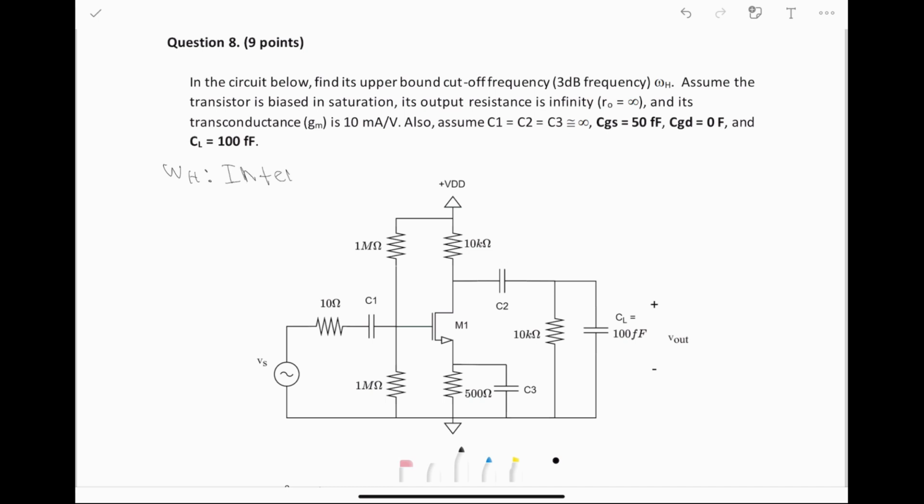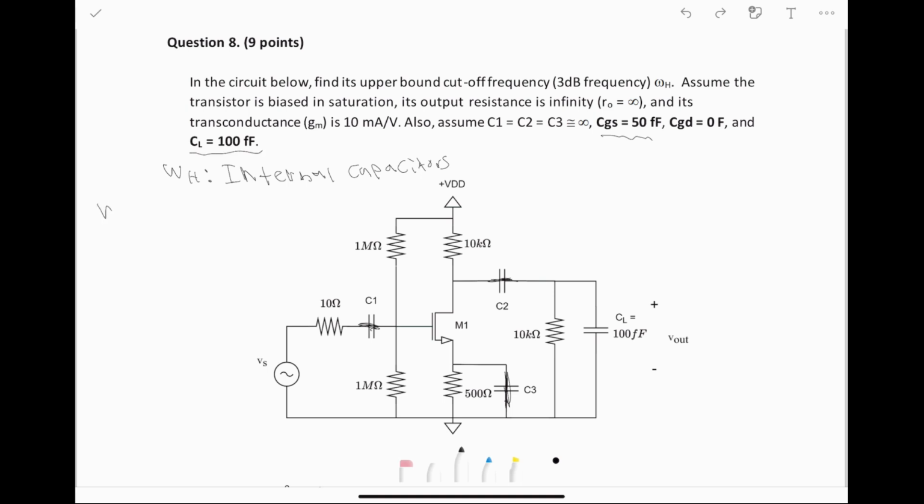is a value related to the internal capacitors, or the really small capacitors. So in this case, there actually is one external capacitor which is of such a small value that we consider it. But you see C1, C2, C3 we can ignore, so that means we short them, just like we did in the other problems. And for CGD, we can ignore it because it's 0 farads. So we only need to consider CGS and CL.